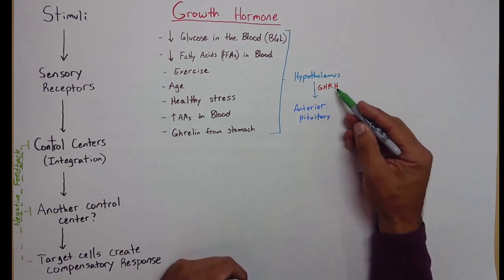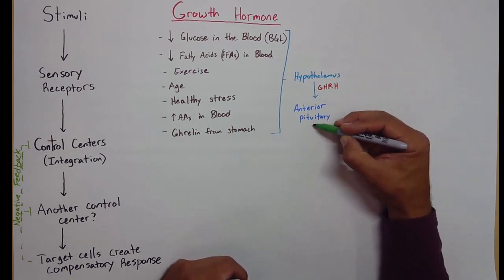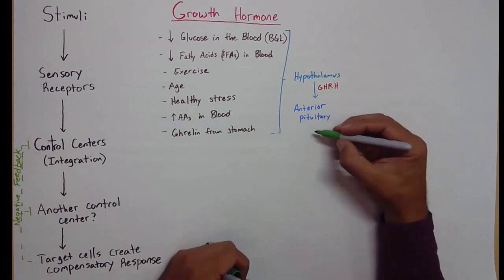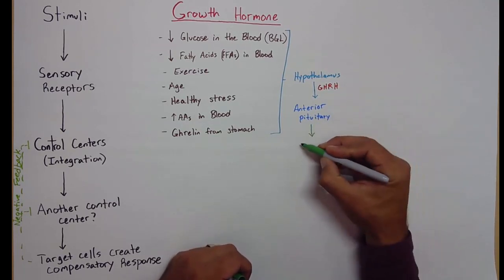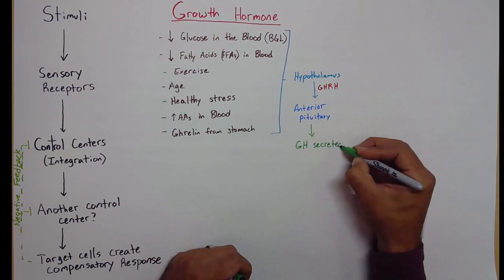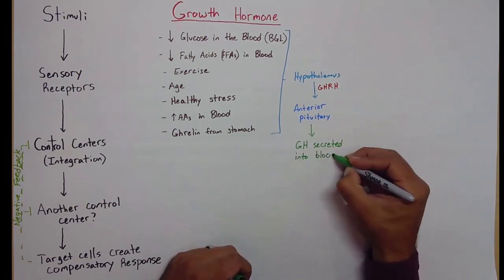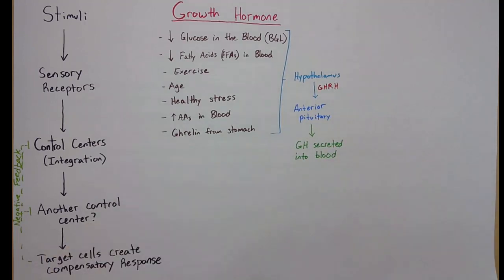Well, this is GHRH, so growth hormone releasing hormone. So what hormone is now going to be released from the anterior pituitary? It's going to be growth hormone. So now we have growth hormone. And growth hormone is secreted where? It's getting secreted into the blood. Growth hormone is in the bloodstream.